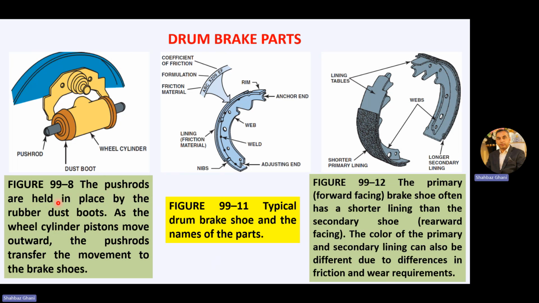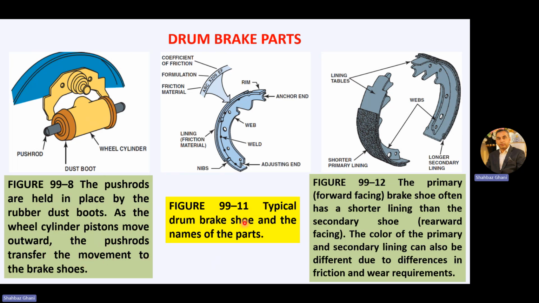Now, the push rods are held in place by a rubber dust boot. So this is your wheel cylinder. These are the dust boots, and these are the push rods which are moved. The push rods are held in place by the rubber dust boots as the wheel cylinder piston moves outward. The push rods transfer the movement to the brake shoes.